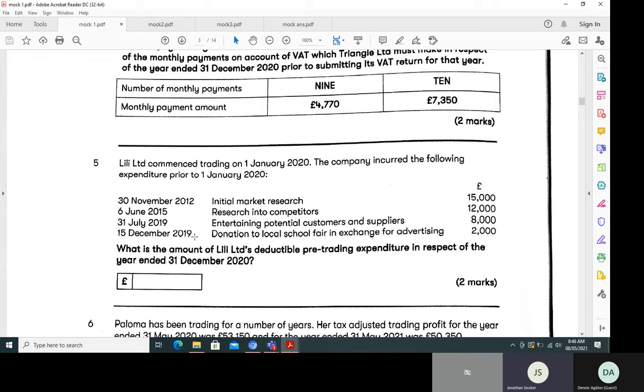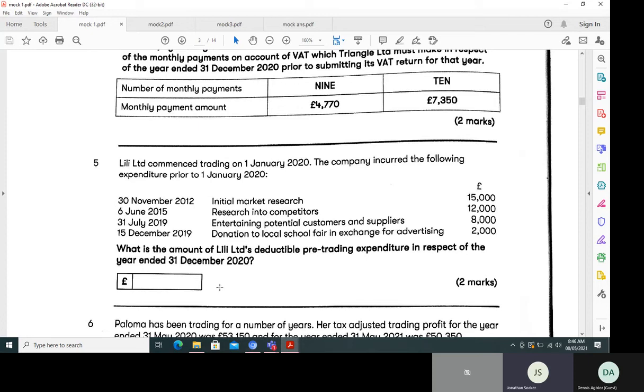Right. And then we have 2019, donation to a local school fair in exchange for advertising. Yes, it's within 7 years and the item is allowable. So we have the 12,000 and the 2,000 being allowable. So we should be having 14,000 as the total amount.